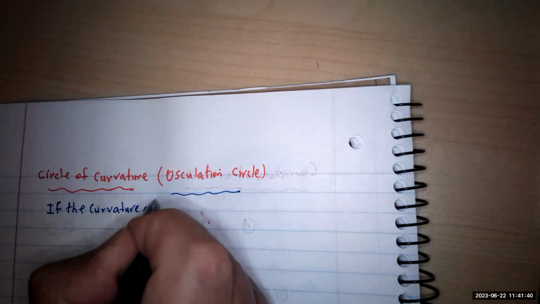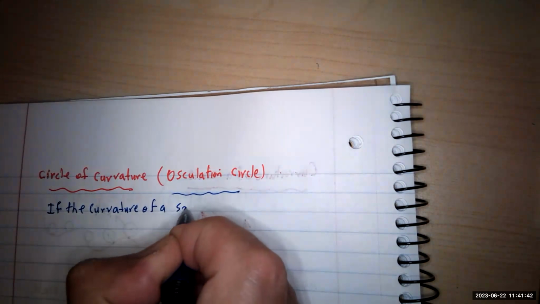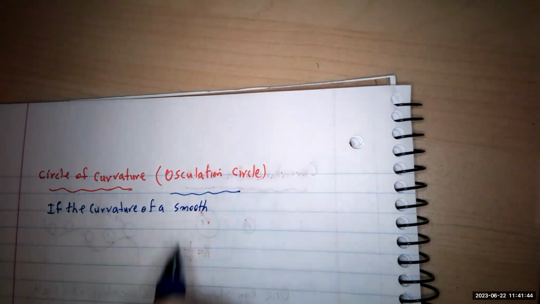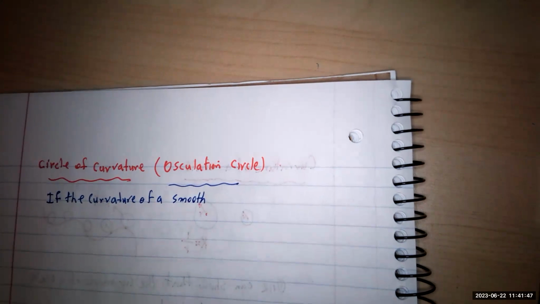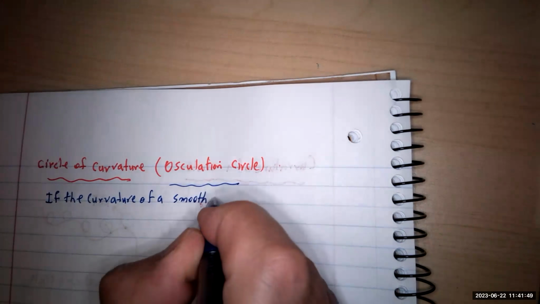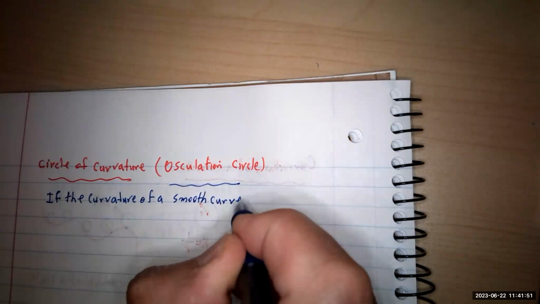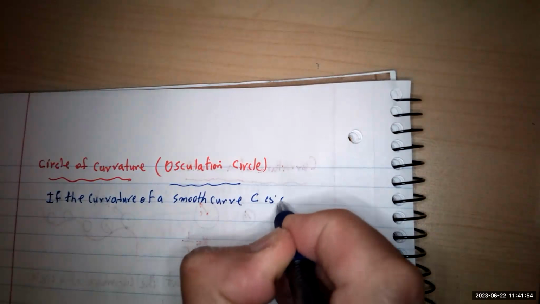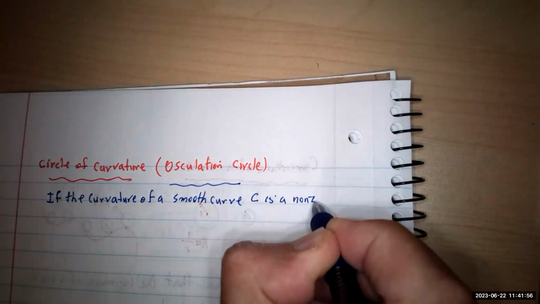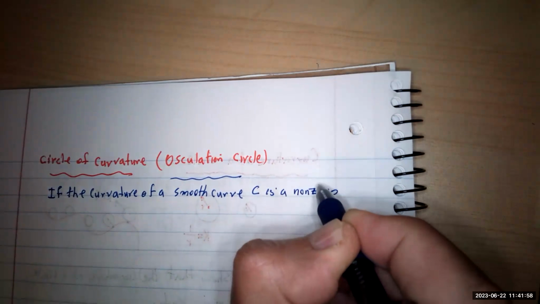Let me just give a description of this circle. If the curvature of a smooth curve C is a non-zero number. Smooth means R of t is differentiable and its derivative is never zero.